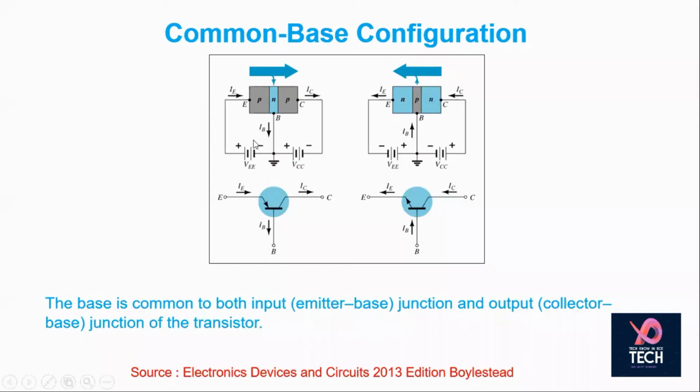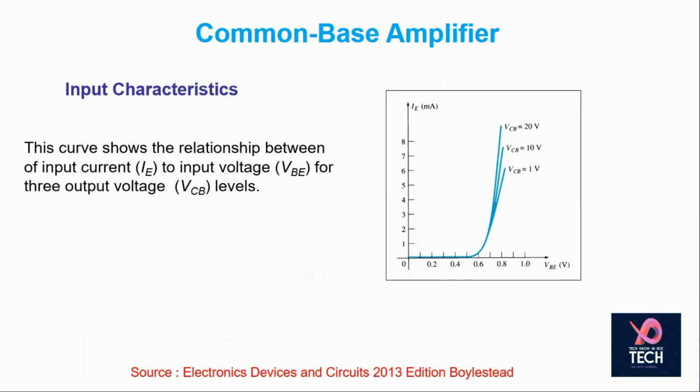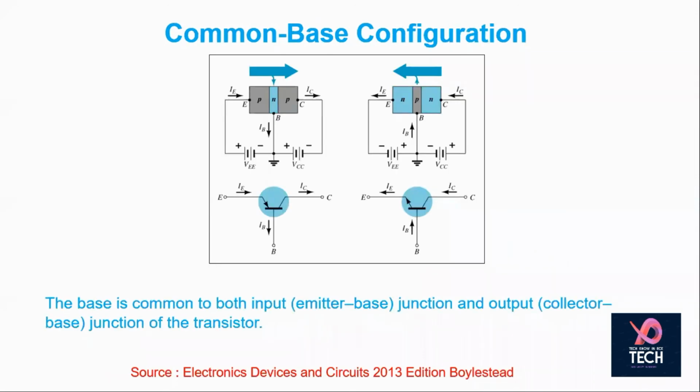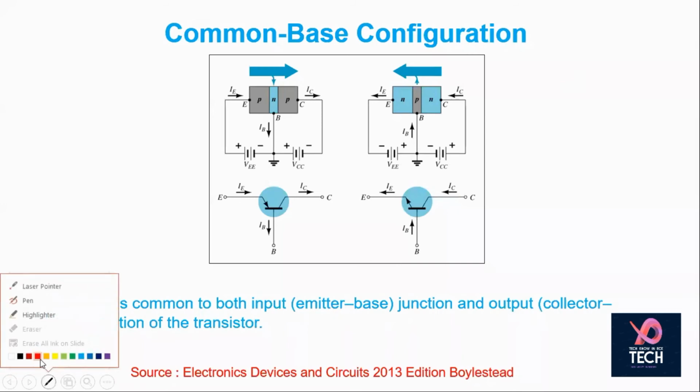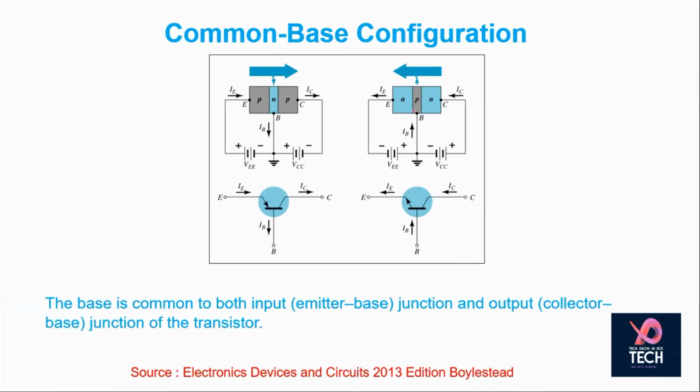So now we were talking about your common base configuration, and we have started discussing common base amplifier. Some of the students were having some doubts, so those are being cleared previously. Now we are coming towards input characteristics. We already know about the input characteristics of a PN diode, which we have done in the previous module.